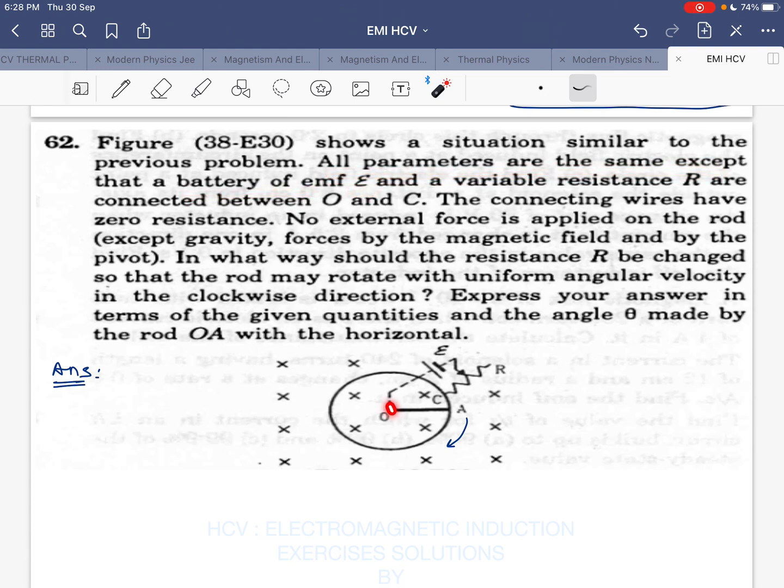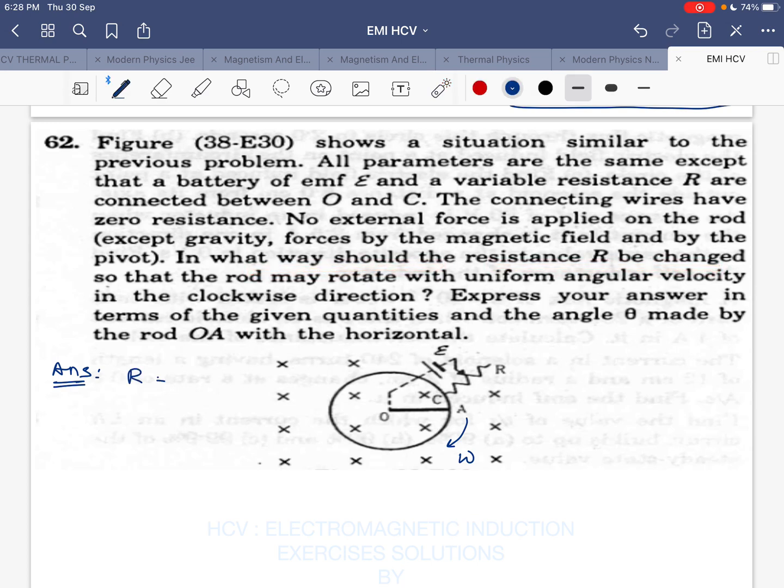Now between O and C, a battery is connected to a rheostat, that is a variable resistance R. The connecting wires have zero resistance. This OA and these wires have zero resistance. No external force is applied on the wire to move it with constant omega, and it is in a vertical plane. In what way should the R be changed?